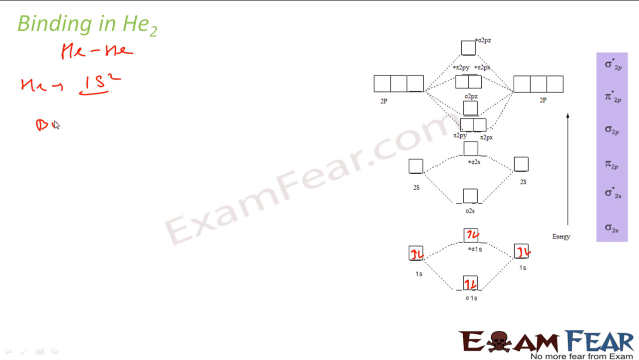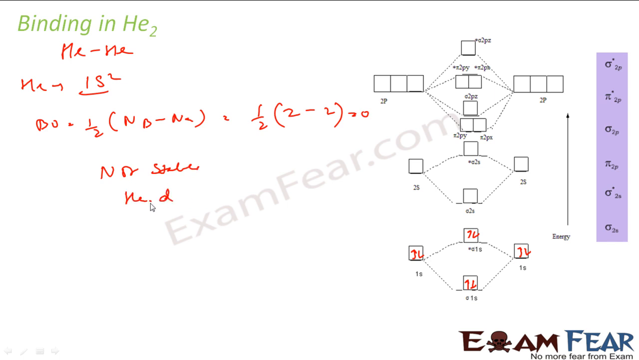So what is the bond order? 1/2 into the number of electrons in bonding minus the number of electrons in antibonding. So this becomes 1/2 into bonding electrons, there are 2, antibonding the star is 2, that becomes 0. So bond order is 0, that means it is not stable and doesn't exist. Correct. Very simple. There is no point in finding magnetic nature.